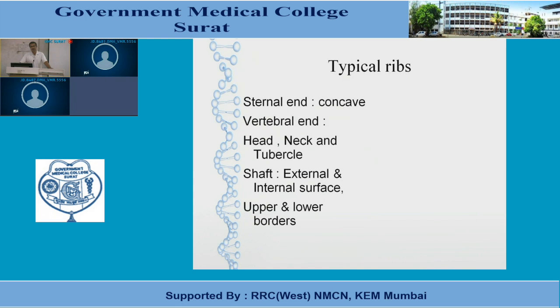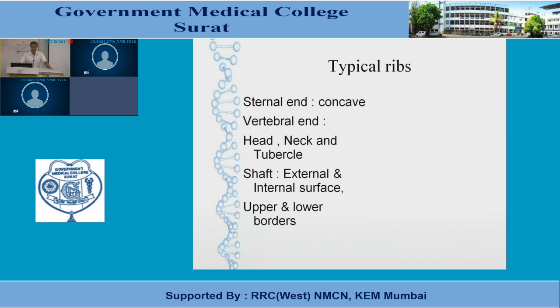Muscles present in intercostal spaces: external intercostal, internal intercostal and intercostalis intimus. These are intercostal muscles present in between two ribs, and they show attachment on the upper lip or lower lip.